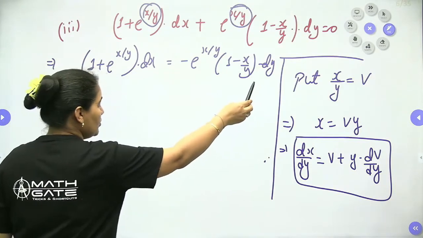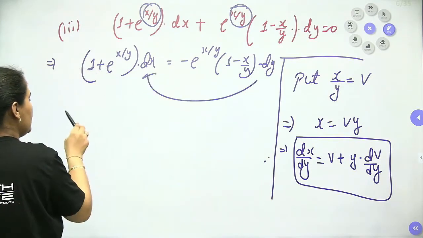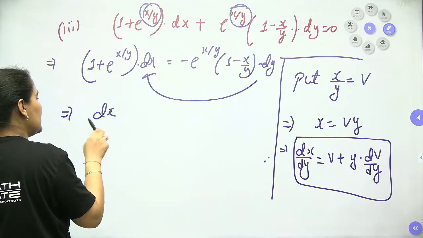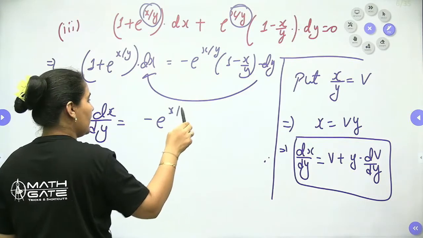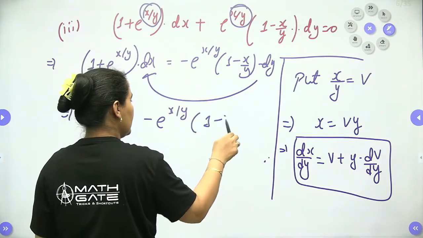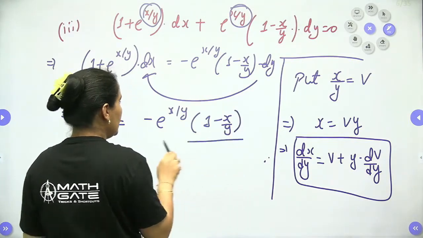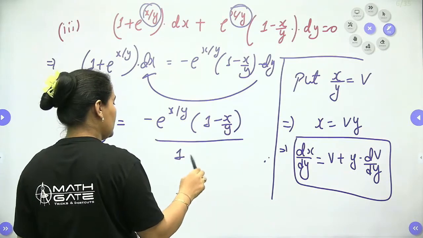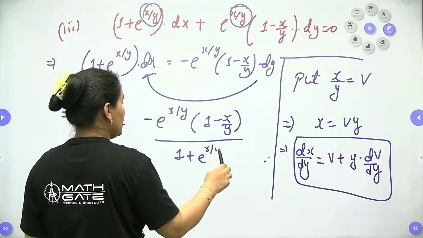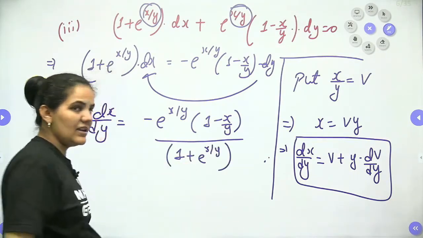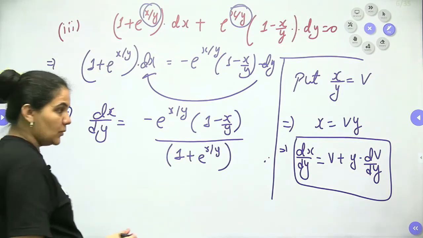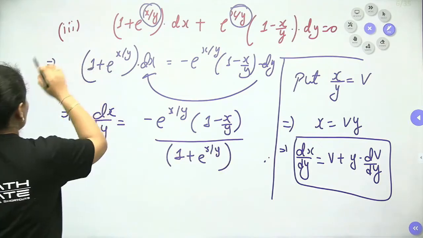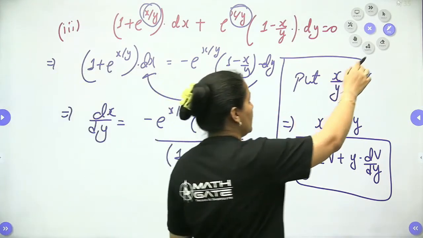So we have to convert to dx by dy. It means I have to divide by dy here. So it will be dx by dy equals minus e to the power x by y, yes, (1 minus x by y), divided by the term that will be there only in the denominator, 1 plus e to the power x by y. Yes, so now here we will approach. Okay, now let's put the values.